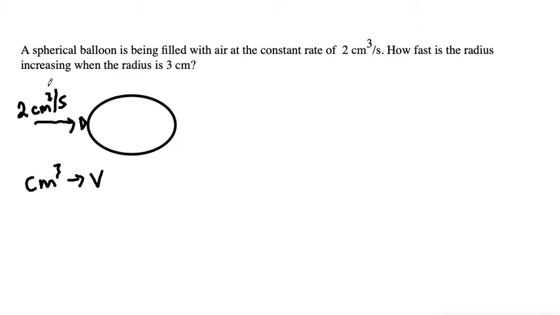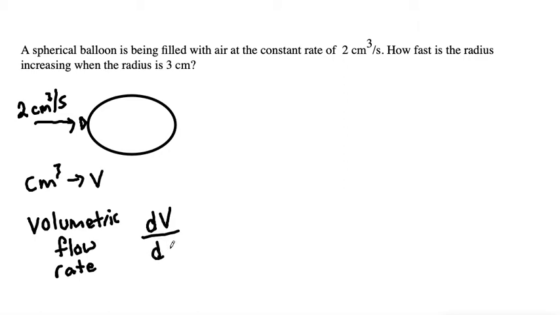So because we have a unit of volume divided by a unit of time, that would be a unit of volume per time, or we can think about that as a volumetric flow rate. The way we can write that in terms of derivatives is the derivative of volume with respect to time, and we often write that as dV/dt. So the d's mean the change, the change in volume divided by the change in time.